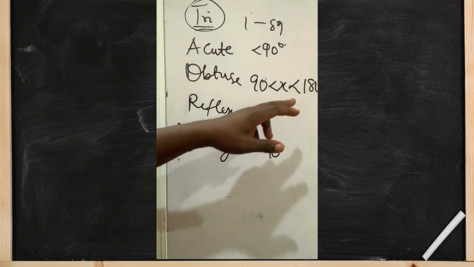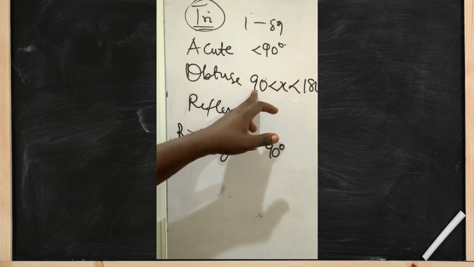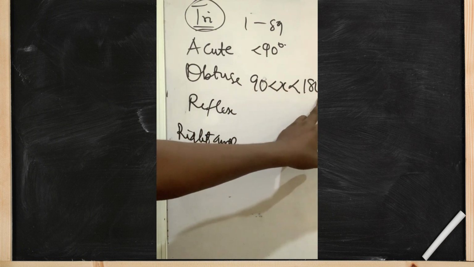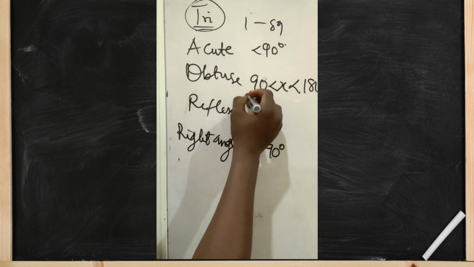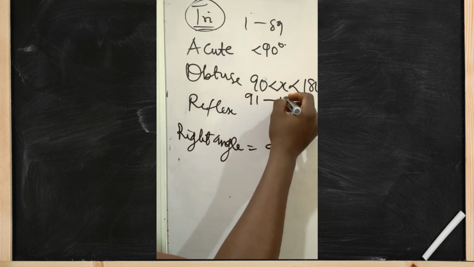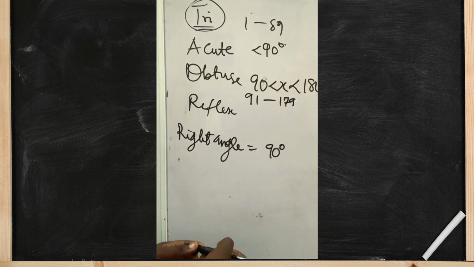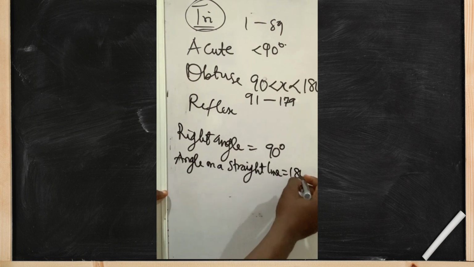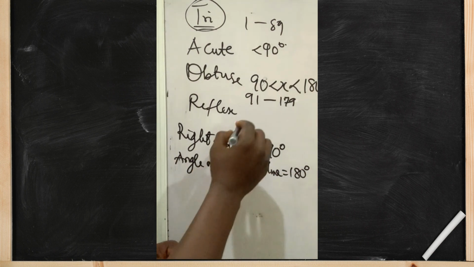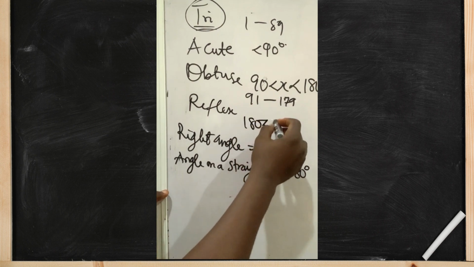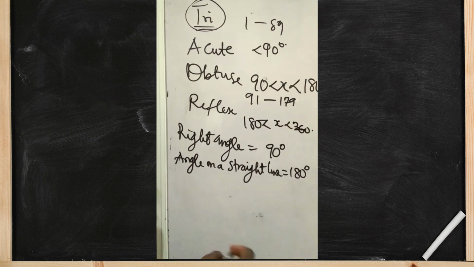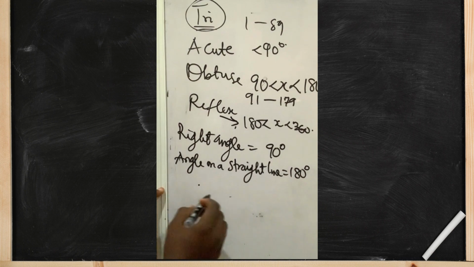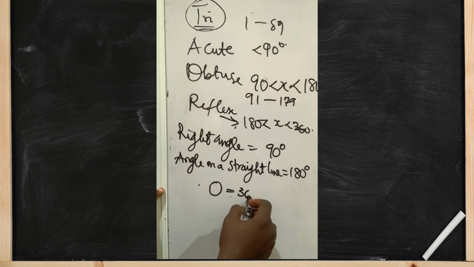Now, it means the angle is greater than 90 and less than 180 degrees, meaning obtuse angle is between 91 and 179. That's an obtuse angle. Angle on a straight line is 180 degrees. Angles that are greater than 180 and less than 360 are reflex angles. Sum of angles at a point or sum of angles in a circle is 360 degrees.